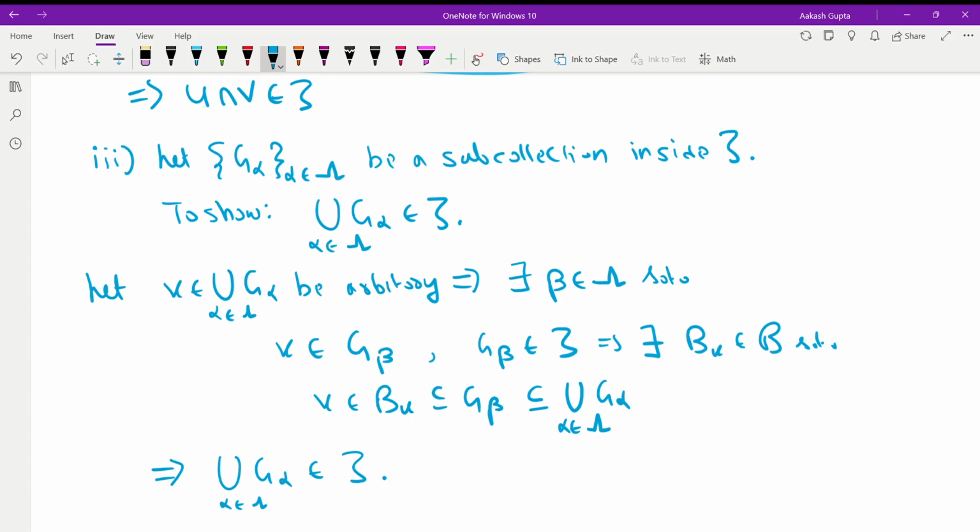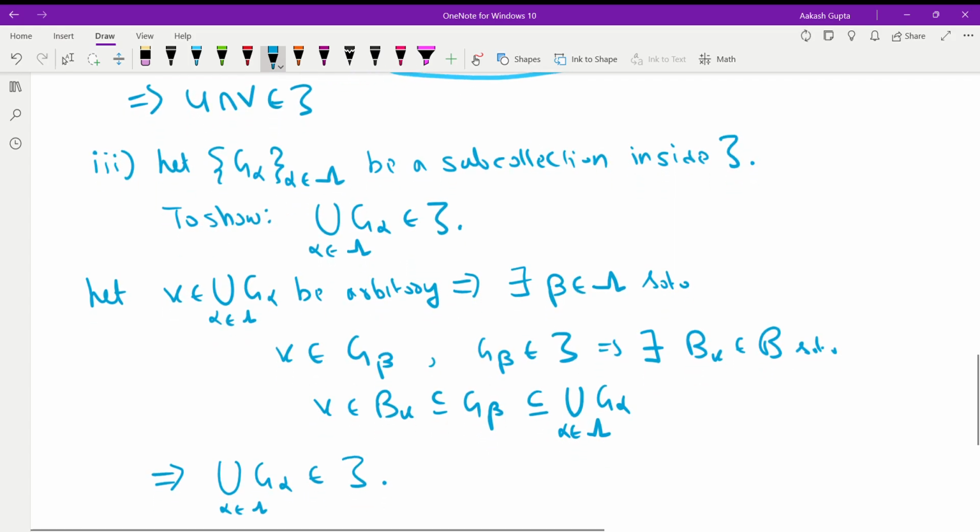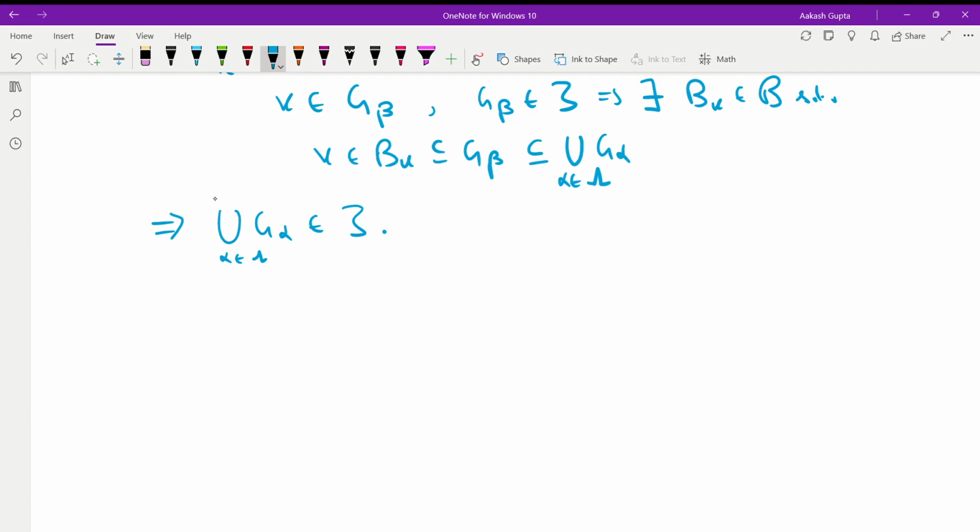So what we have proved here, we have shown these three properties, the properties of topology, which we need to verify to claim something is a topology. So this implies tau is a topology on X. Very nice. There is something more.